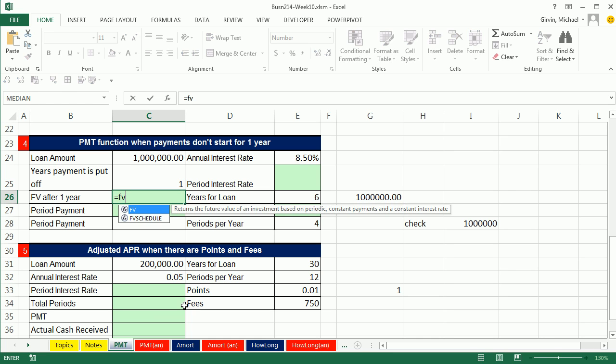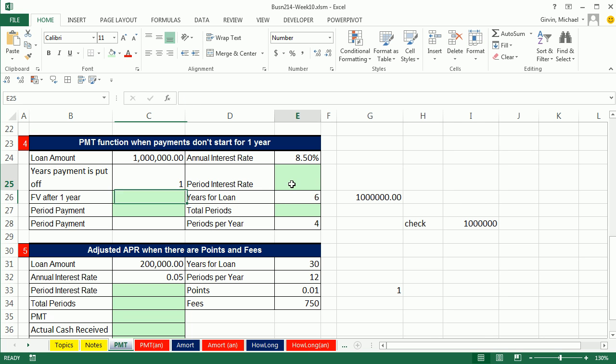So here we're going to use the future value function. Oh, but we have to calculate the rate in NPER. So annual rate divided by 4 periods per year. So our quarterly rate will be 2.13%. That's our period interest rate. Our total periods equal 6 times 4. That's the total number of periods.